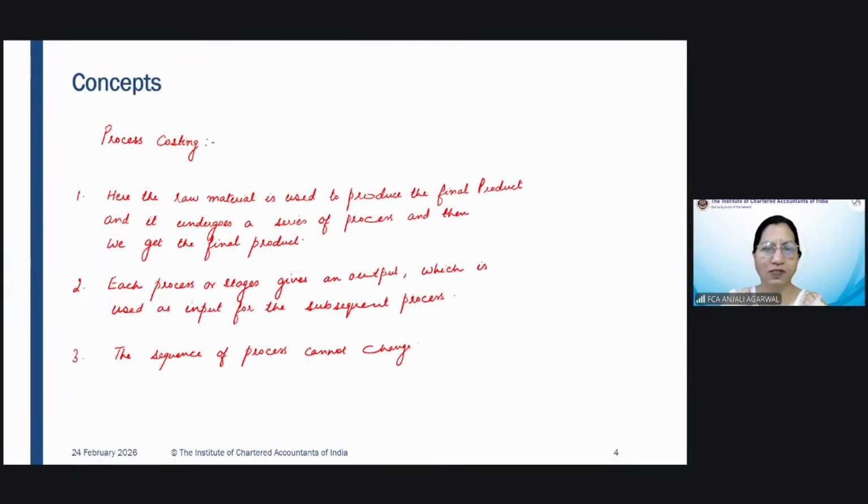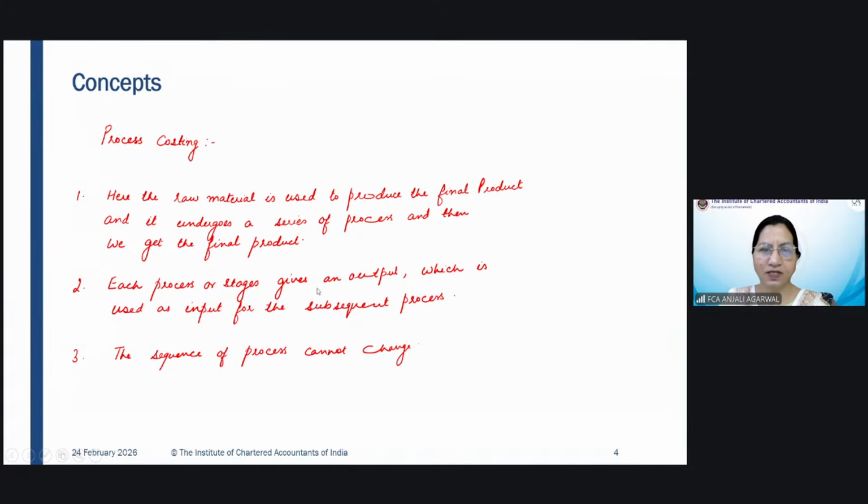Remember, we talked about process costing. Here, the input of the raw material enters into the first process, and from process 1, the output of process 1 will move to process 2, which will be used as input for process 2. So the output of process 1 becomes input for process 2. Similarly, the output of process 2 will become the input for process 3. There can be a number of processes, and once we reach the last process, the output of the last process moves to the finished product or finished goods account.